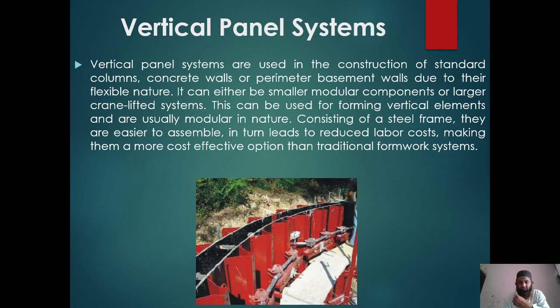They are modular in nature, consisting of a steel frame. They are easier to assemble, which in turn leads to reduced labor cost. They are very easy to assemble. They can be fitted very easily and they can be removed very easily. They don't require a lot of labor here, and we get a very smooth finish and proper arrangement can also be done. It consists of a steel frame. They are easier to assemble, which in turn leads to reduced labor cost, making them a more cost-effective option than the traditional formwork system. You can see here they can be used multiple times.